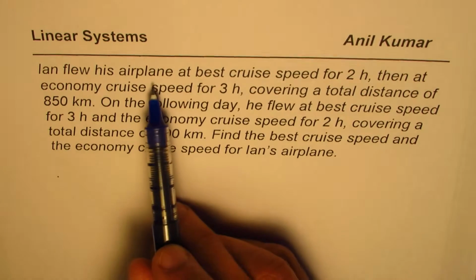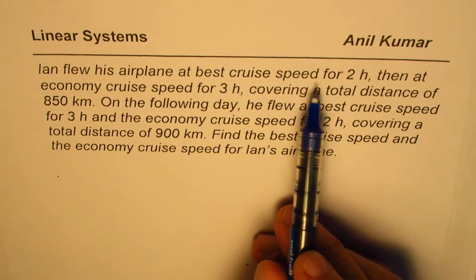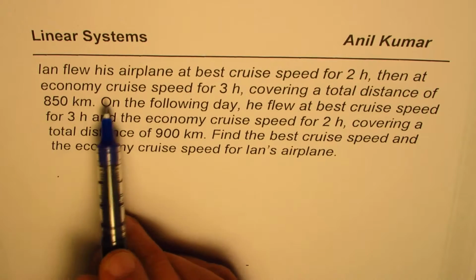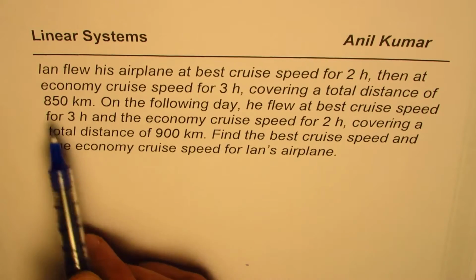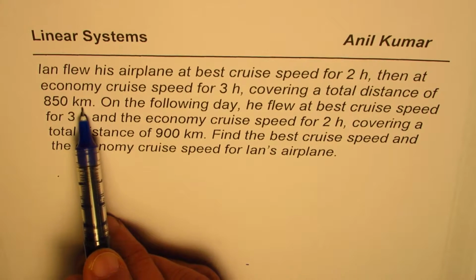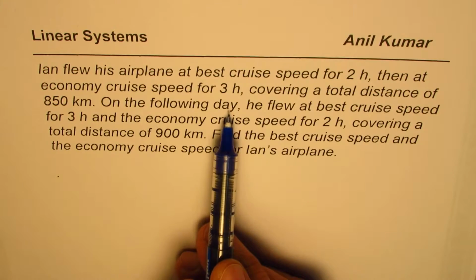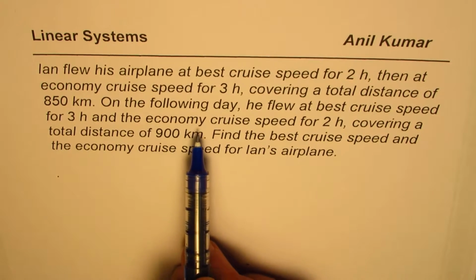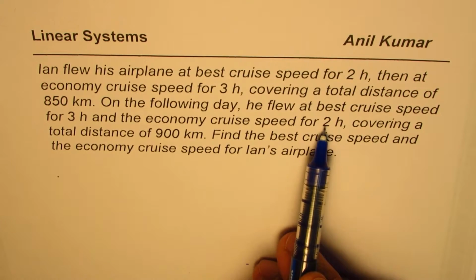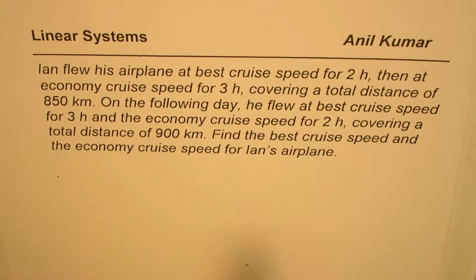Ian flew his airplane at best cruise speed for 2 hours, then at economy cruise speed for 3 hours, covering a total distance of 850 kilometers. On the following day, he flew at best cruise speed for 3 hours and economy cruise speed for 2 hours, covering a total distance of 900 kilometers. Find the best cruise speed and the economy cruise speed for Ian's airplane.